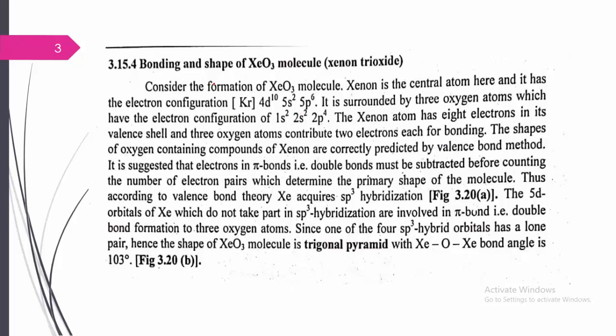Here we can see the electronic configuration of xenon. You can see krypton 4d10, 5s2 and 5p6, where the s orbital of the fifth shell is completely filled and the p orbital is also filled. Still, it forms the molecule of xenon trioxide when oxygen comes close to the xenon central atom.